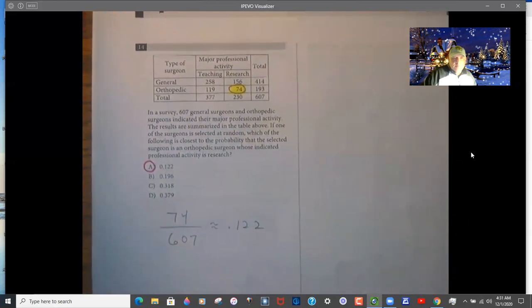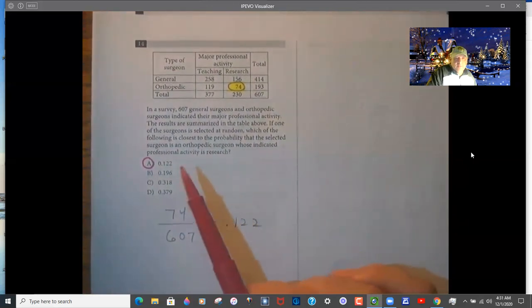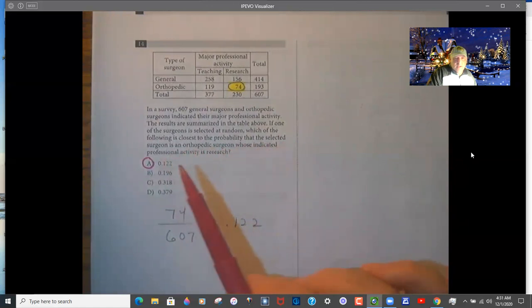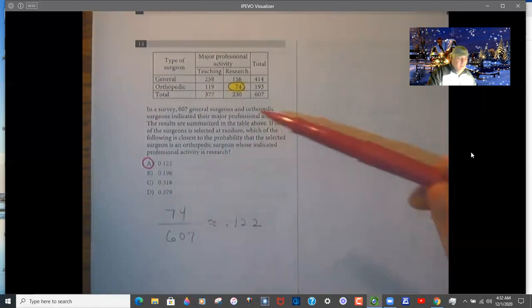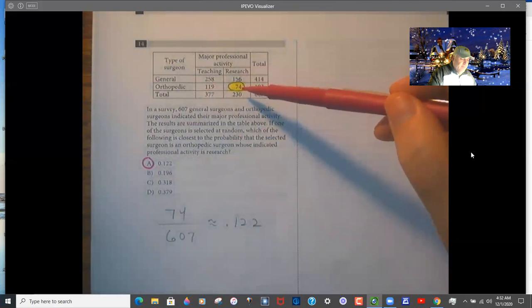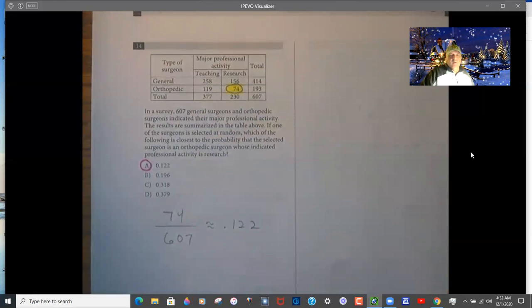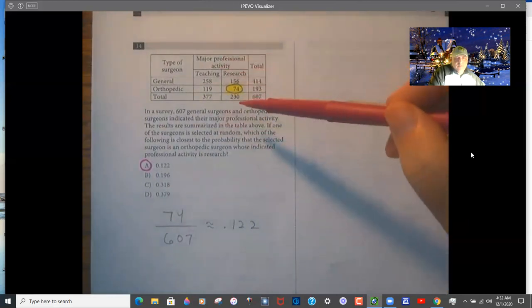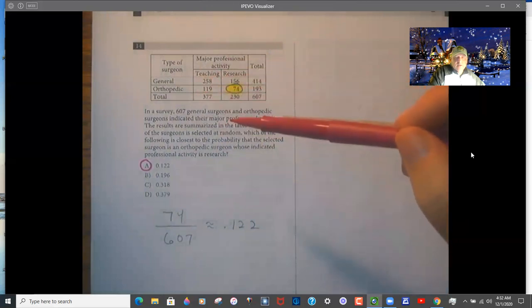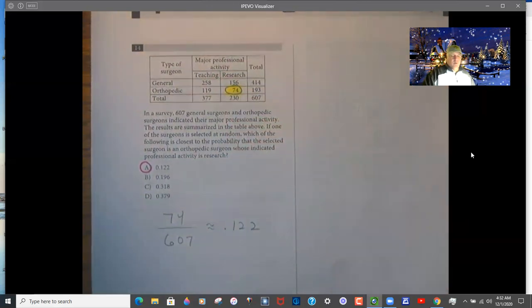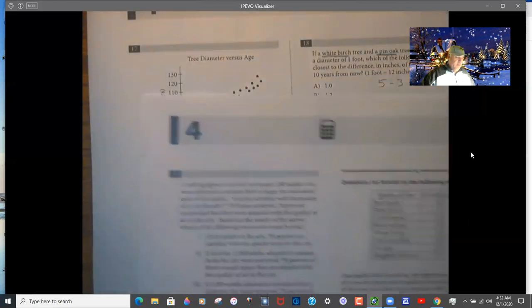14. Okay, so the problem: which of the following is close to the probability that the selected surgeon is an orthopedic surgeon whose indicated professional activity is research? So both of those have to be true. So 74 is that number over the total of 607. This is called a two-way table. So you have two things this way, two things this way, and you're trying to match up those things with questions. There's a lot of different questions that can be asked of that two-way table.